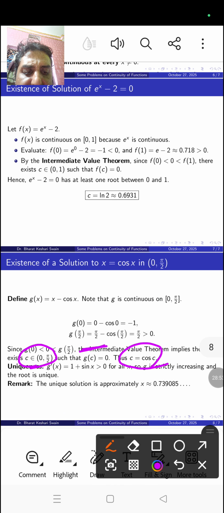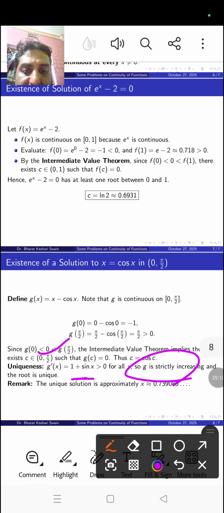And for the uniqueness we can check its derivative. Since we have not yet discussed derivatives, just take its derivative, it will be 1 plus sin x, which is greater than 0 and so the function is strictly increasing, and thus the root is unique.